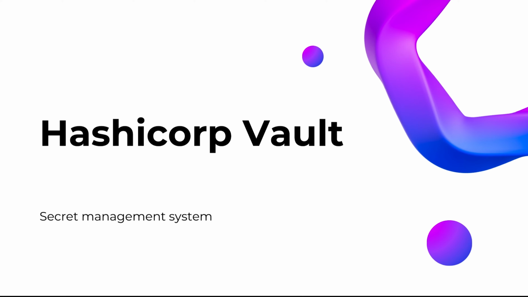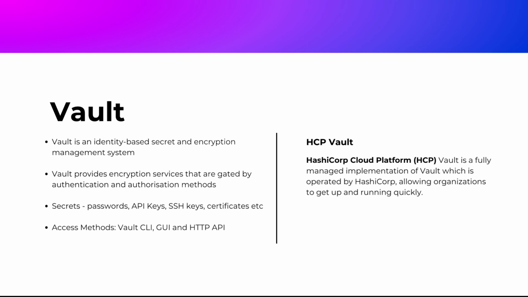In this video, we are going to understand about HashiCorp Vault. Vault is an identity-based secret and encryption management system, and it allows you to store the secrets in encrypted form. It allows us to store various types of secrets like passwords, certificates, SSH keys. You can store all kinds of secrets, and Vault provides an encryption service as well, which is gated by authentication and authorization methods. Now Vault also has something called policies, and we'll have to configure those policies. Only then will users be able to access the secrets.